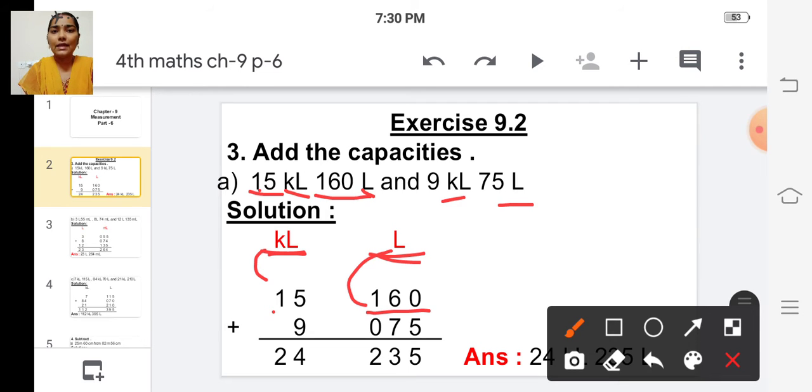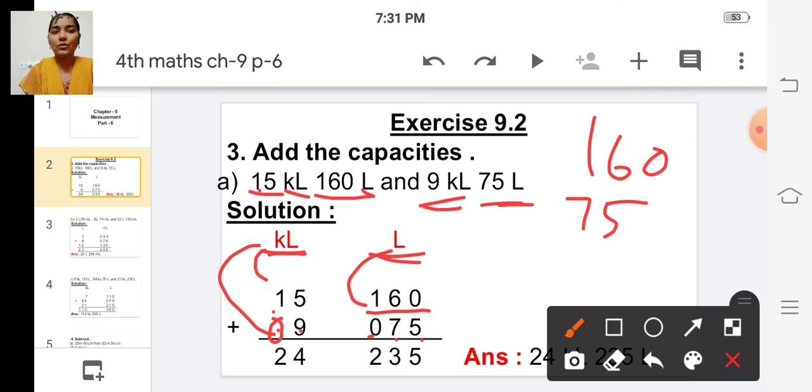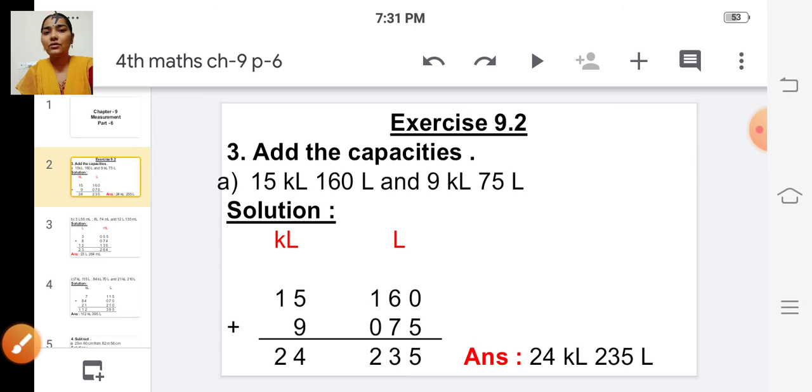And the second capacity is 9 kiloliter. So write this 9 below this kiloliter. You have to write 9 here in the ones place, not here. So you can write 0 also, 09. And 75 liter, so you have to write 075. You should not write like this, this is wrong. You have to write like this, 075.